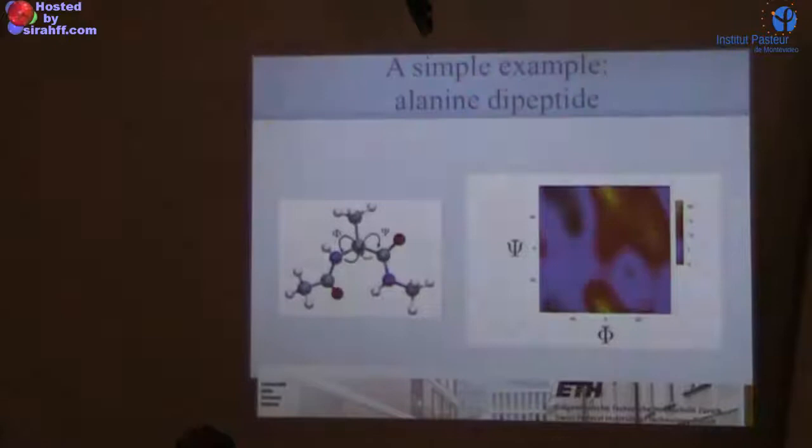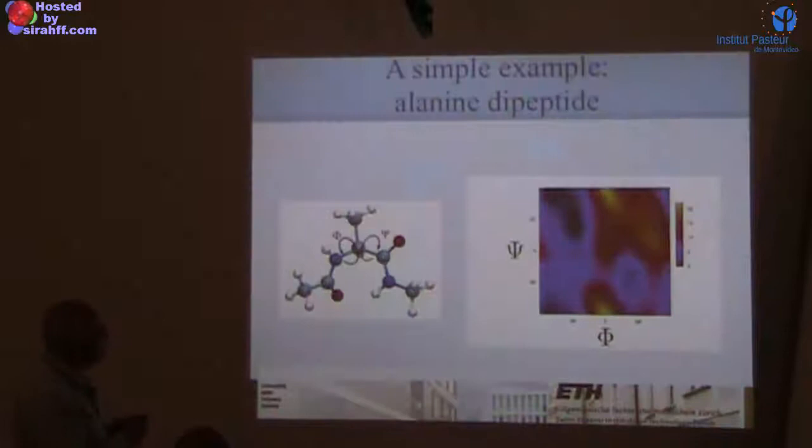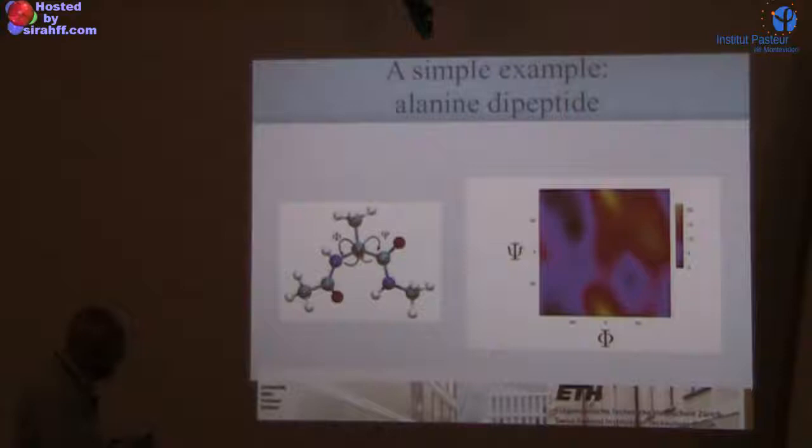But this is just to give you an idea of how this free energy surface looks like and how you can learn from them.